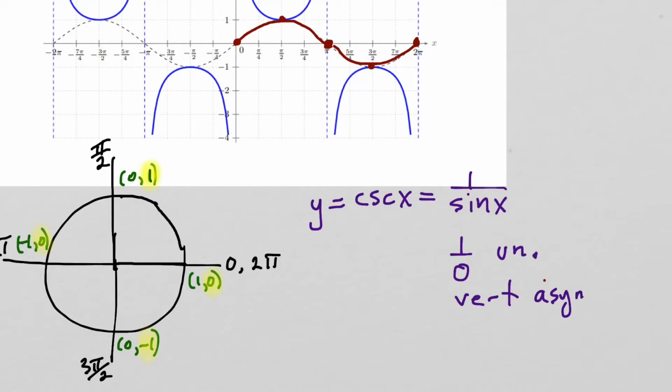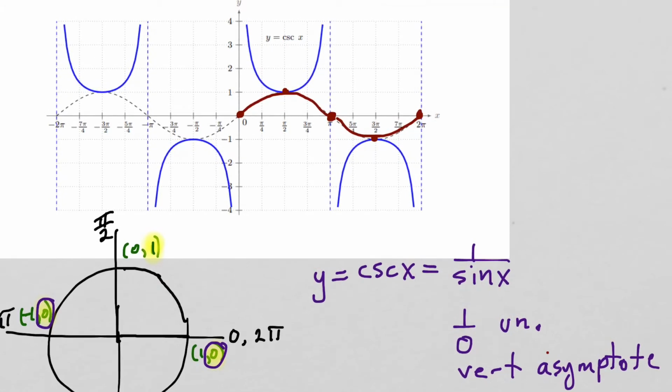So I want to find out where I'm going to draw my dotted lines for my vertical asymptotes. So wherever the sine of x is equal to 0. So the sine of x is equal to 0 here and here, at 0 and pi. So at 0 and pi, I'm going to have a vertical asymptote. All right, so at 0, I've got a vertical asymptote, and at pi, I have a vertical asymptote. And if I go around to 2 pi, I've got one again.